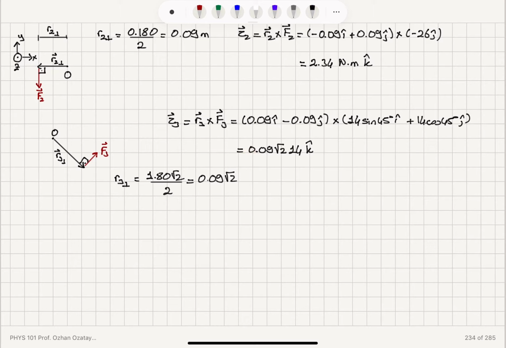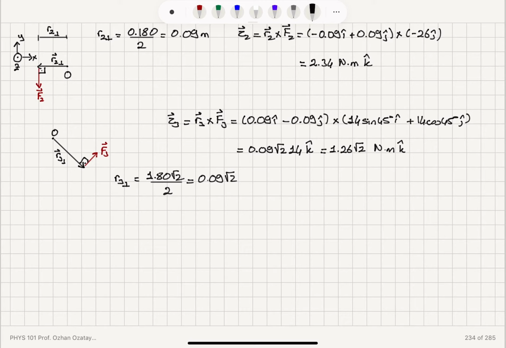And using the right hand rule, you can see that if you point from the pivot point to the application point using your right hand and curl your forefingers towards F3, your thumb points out of the page in plus k hat direction. So this gives us as the final answer 1.26 square root 2 Newton meters in k hat direction.